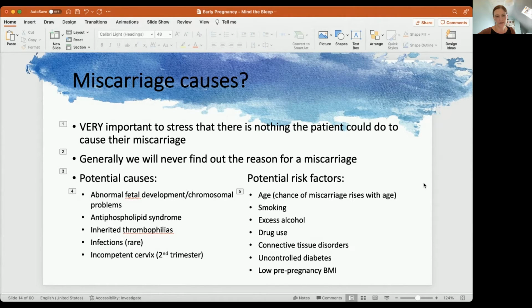Or later on, incompetent cervix. So say, for example, if they had lots of treatment to the cervix from the smear program, something like that, sometimes the cervix can be a bit more likely to open.